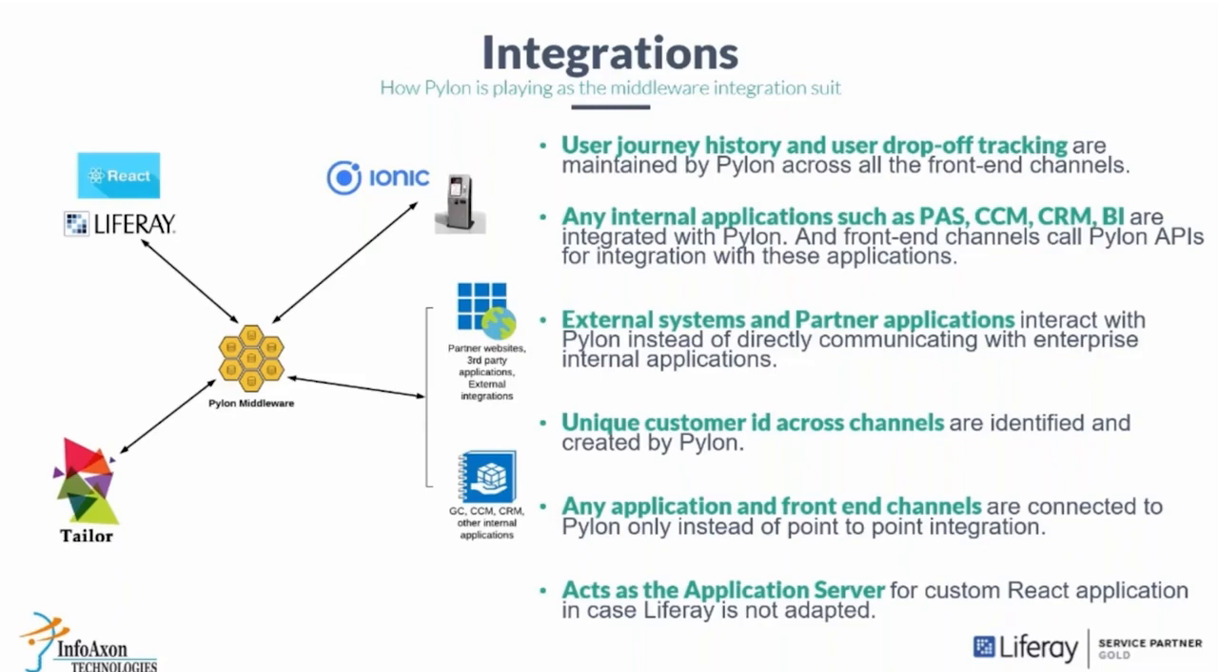Pylon also maintains the user journey history, activities done by the users and visitors across all the front-end channels. And thus, Pylon creates a single customer view and gives a single customer ID across all the channels. On top of that, when the business wants to expose services to the external world like partners, etc., Pylon exposes those services and APIs to the outside world and keeps track of all the interactions of your partners. Also, in case Liferay is not opted for, Pylon can work as the application server of your Ionic React mobile application or any standard Android or iOS native application.